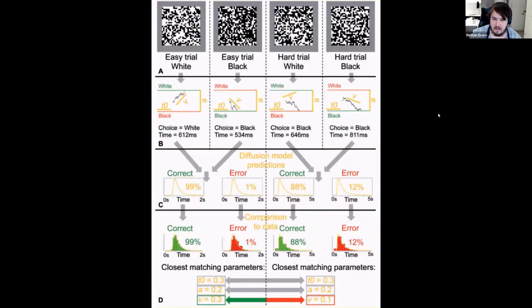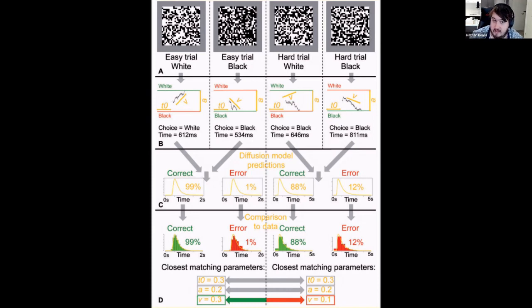Here's a bigger schematic. I'm not sure if it's helpful, but I put it in just in case. This is the layout of how these models work when you're actually using them with data. So you've got A, B, C, and D. In A, you'll have different types of trials, and this is a brightness discrimination task. You have to decide whether there are more white or black pixels in the array. So this trial up here is an easy white trial because it's clearly mostly white pixels.